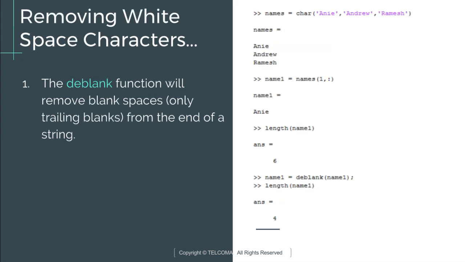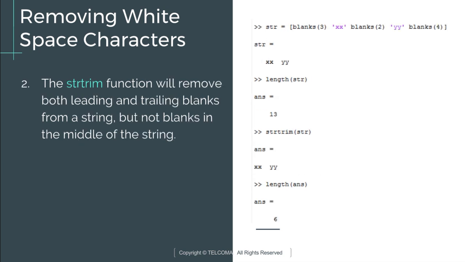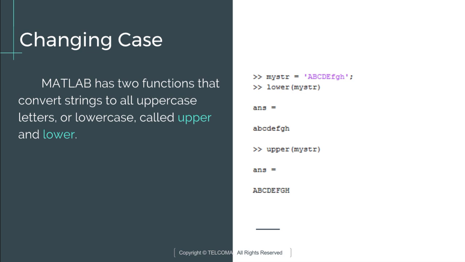Next is removing white space characters. Now, to remove blank spaces from the end of the string, that is only the trailing blanks, the function which is used is deblank. That is, the deblank function is used to remove the trailing blanks. The strtrim function will remove both leading as well as trailing blanks from a string, but not blanks in the middle of the string. Now, changing case.